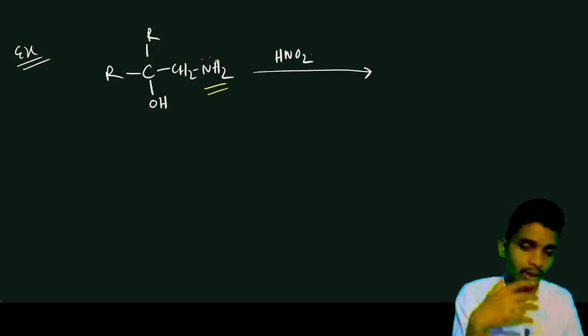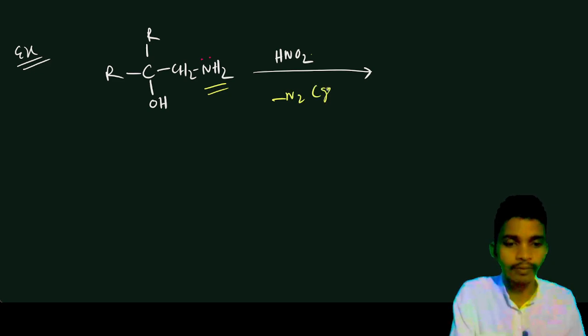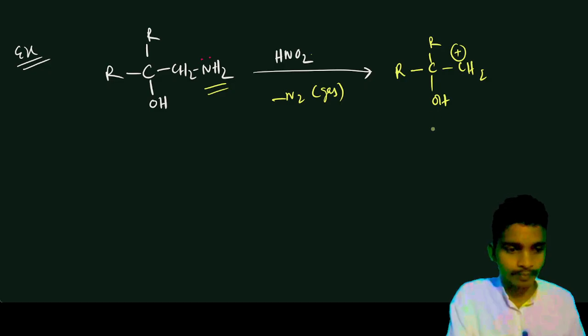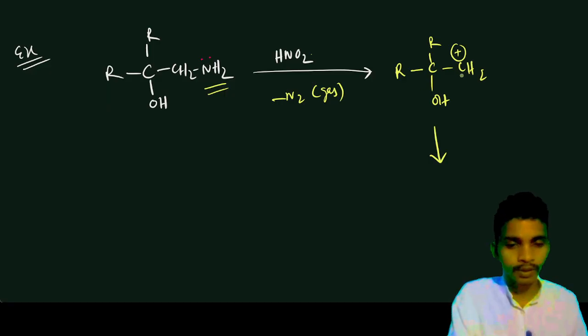So first our duty is to look whether NH2 and HNO2 are there. If they are there, just remove that nitrogen gas. So what we are going to get here is R, C, R, this is OH, and this is going to be the CH2, and this is going to be a positive charge. Now CH2 is there, so now the rearrangement will happen.